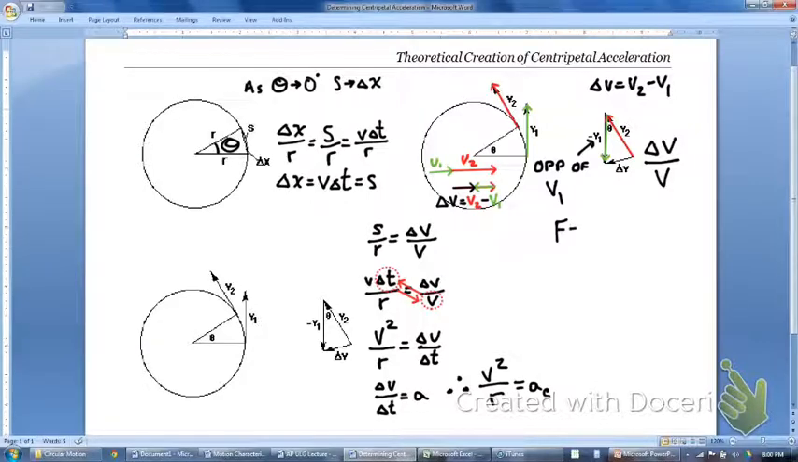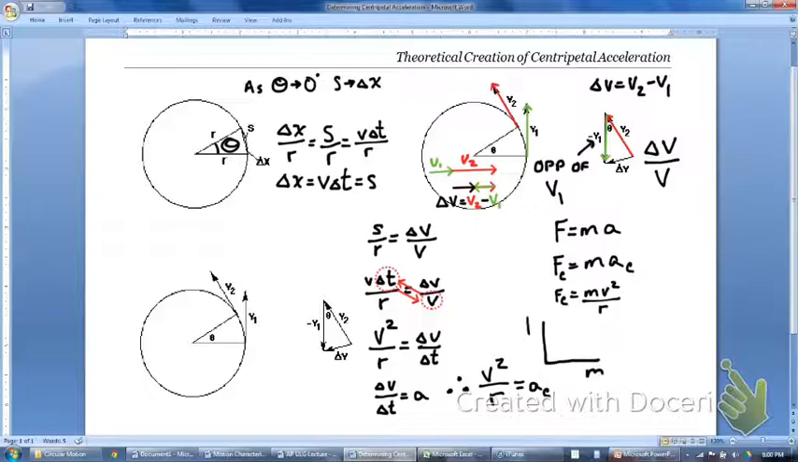Likewise, if we invoke Newton's second law, F equals ma, where we want to talk about the centripetal force equals mass times the centripetal acceleration, we can see that Fc, centripetal force, equals m v squared over r.